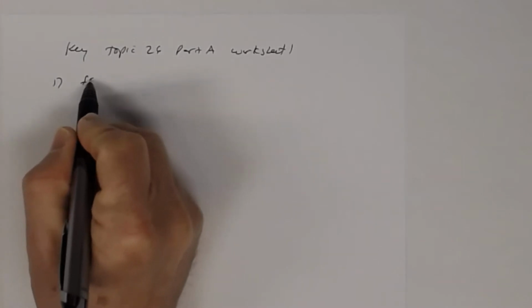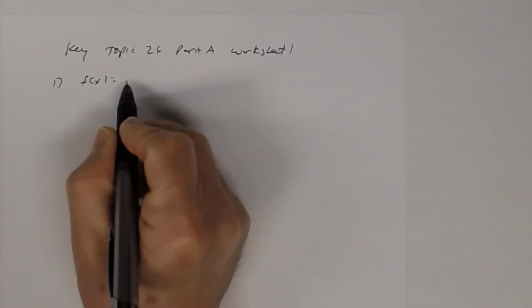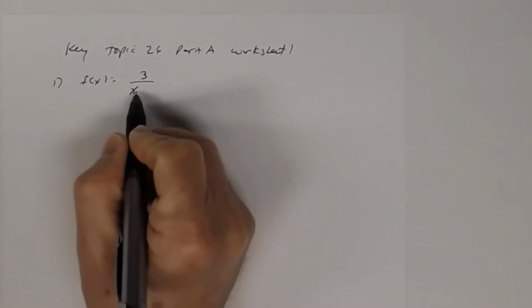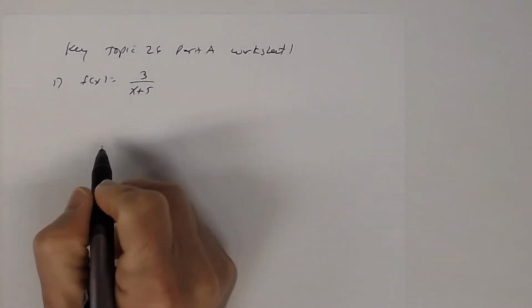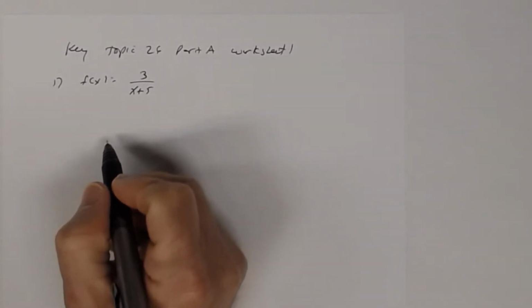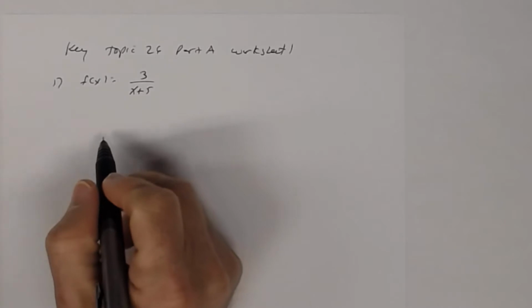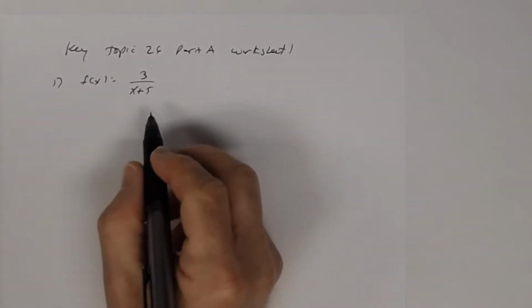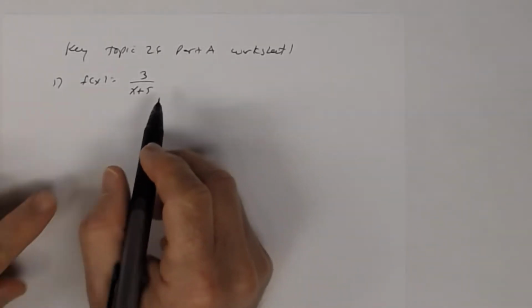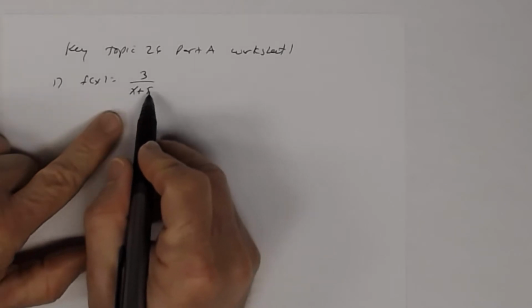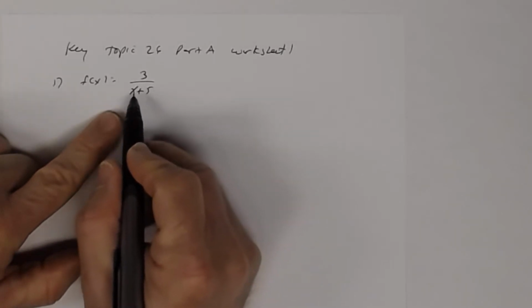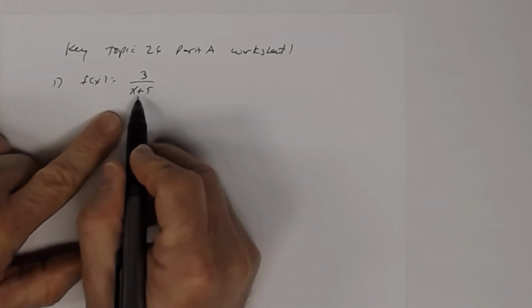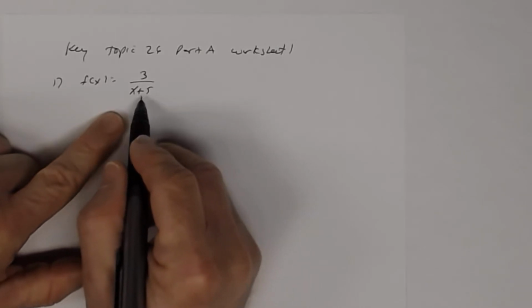So in number 1, we have f of x is equal to 3 divided by x plus 5. So we have this rational function. And first of all, to determine the domain, you look at your denominator. Now remember, you can never divide by 0, right? And so we've got to determine the restrictions.